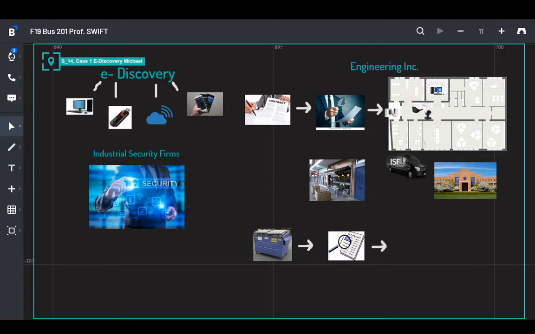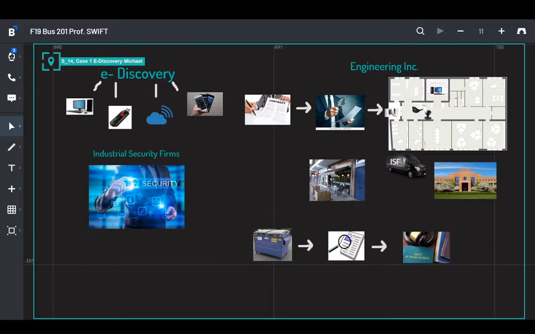So ISF was able to gather all of that information and put it into a report form. And the next step would then be to hand that report over to Engineering Incorporated, where Engineering Incorporated could then bring this case to trial for theft of trade secrets.